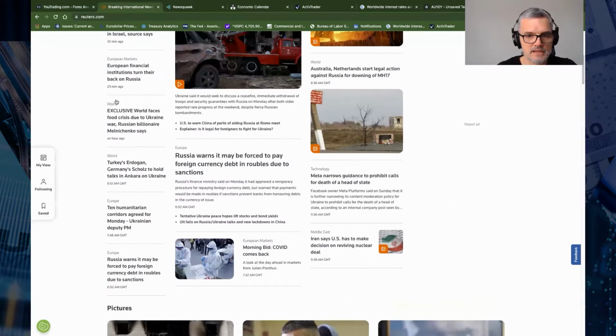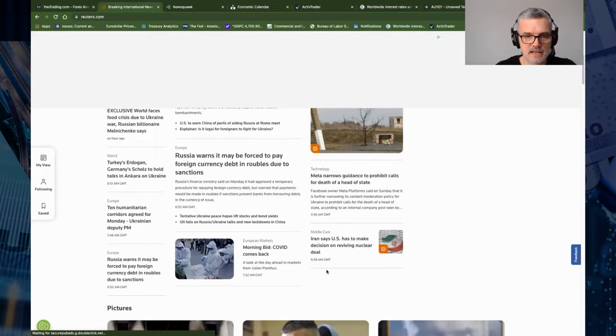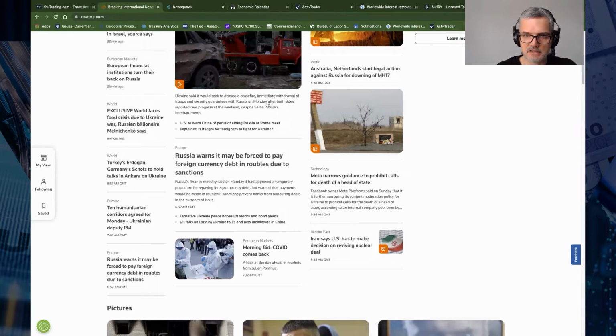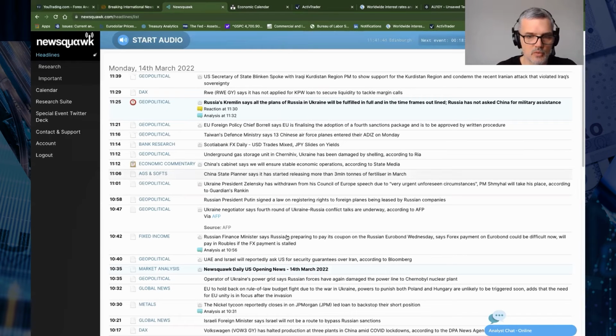If we go to what is actually happening in the news, we can see that Ukraine has asked Russia for guarantees in security and immediate withdrawal of troops and a ceasefire, obviously. We've also got COVID coming back into China. And if we go to the squawk, we can see here that the Ukraine negotiator says the fourth round of Ukraine-Russia conflict talks are underway. So we're looking to see if we can get some positive news out of those talks today and this week, and see if we can get a positive market reaction.